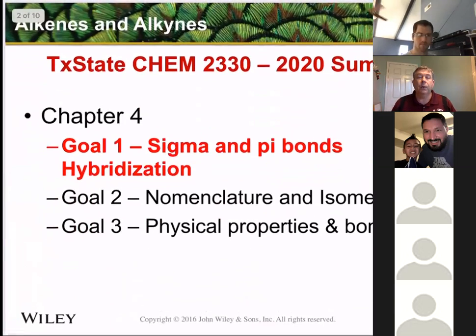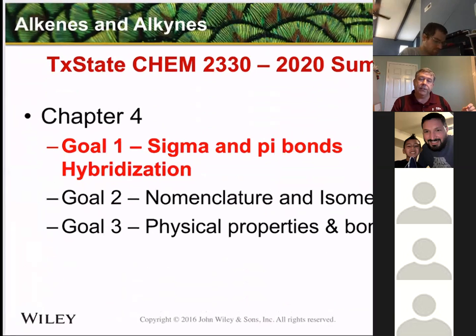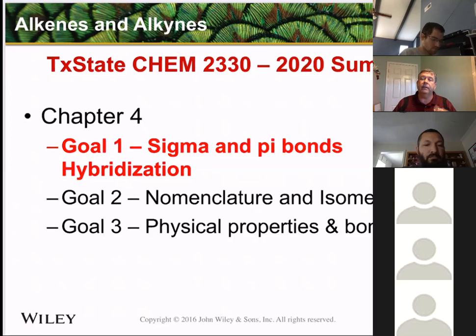Okay, so alkanes, not many reactions there, and it was all about the sp3 hybridized bonds. Once we go to the alkenes and alkynes, we have the idea that we have sigma and pi bonds, and a slightly different hybridization. After we understand that and the shape there, we're going to go on to nomenclature and then show again physical properties and the types of bonding they do. Okay, so our goal 1 is the idea of sigma and pi bonds.